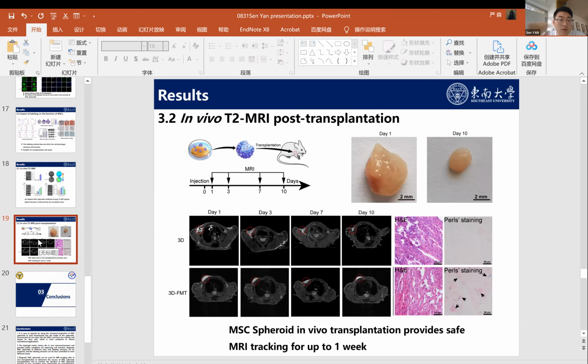I think this cannot affect the outcome of the cell therapy, and if the signal disappears, I would think the spheroids are missing, and we can use this to control whether the spheroid is not at the transplantation site.